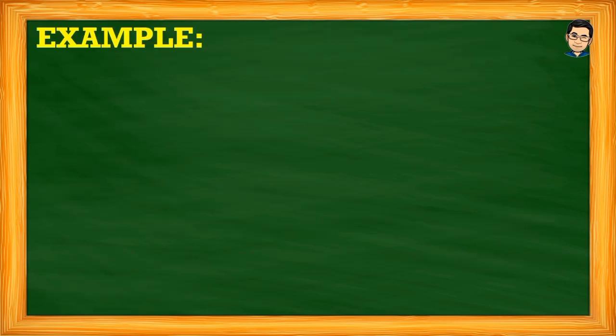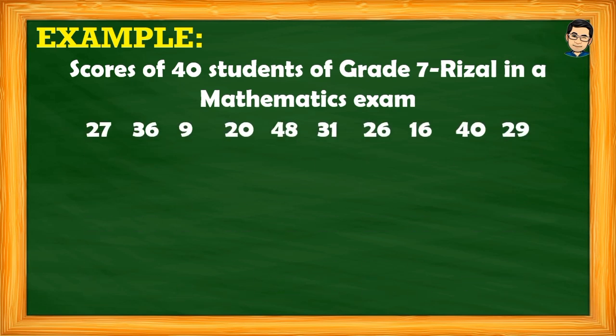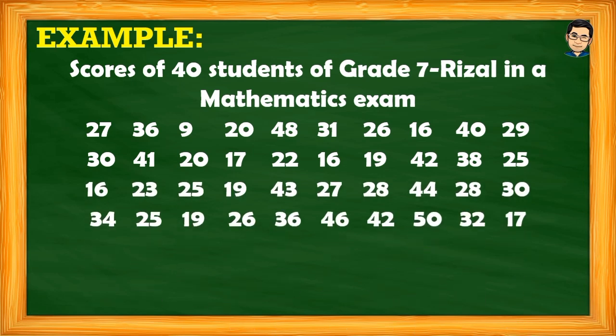So, let us have an example. So, para mas maintindihan nyo yung mga steps, syempre, i-apply natin. So, scores of 40 students of grade 7 result in a mathematics exam. Ayan, so nagkaroon ng pagsusulit yung mga grade 7, yung 40 students. And then, nandyan po yung data, yung mga scores ng 40 students na yan.